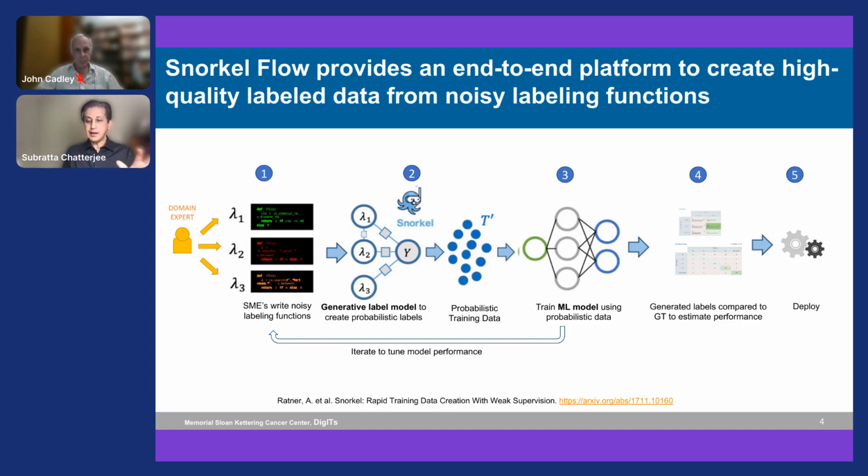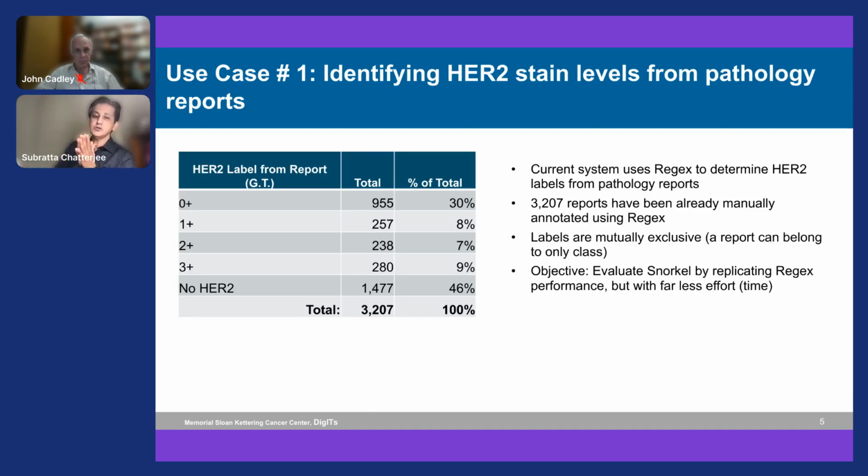So I want to jump into the use case. I know we have limited time. So like I said, there were two use cases. The first use case was about identifying what we call the HER2 strain, and John can talk about this. I just want to give a quick preview. As you can see, in machine learning this is a multi-class problem, and it's a very unbalanced problem. And we have all these labels.